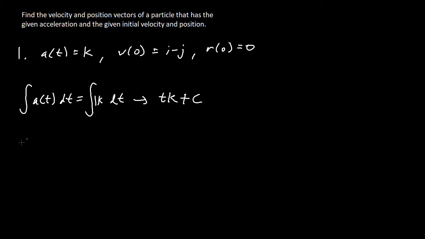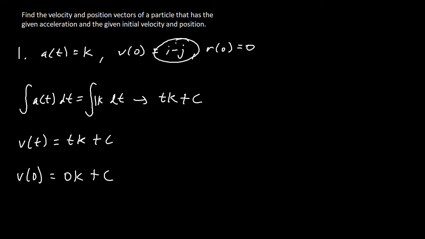So if I were to rewrite the velocity function here, v of t is going to equal what we got here, so t times k plus c. So now we need to know what that plus c is, and so notice it gives us the information that v of 0 equals i minus j. So if we plug in 0 for t here, we get 0k plus c. And so v of 0 is equal to i minus j, so we can replace v of 0 with i minus j. So i minus j equals 0 times k, which is simply 0, and we get c. So c is equal to i minus j.